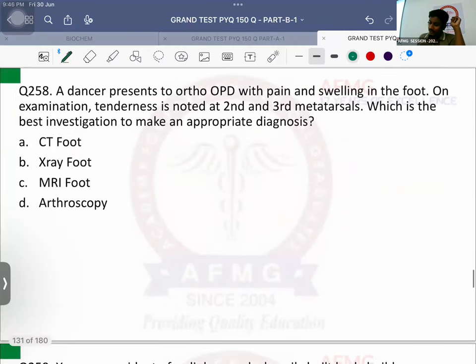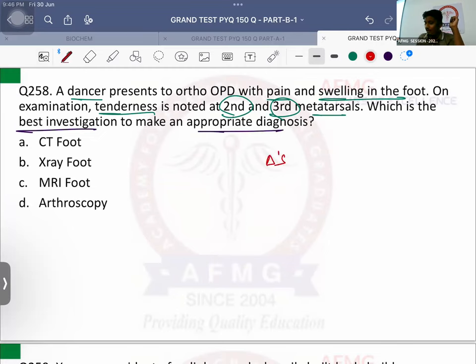Question number 258. A dancer presents to the ortho OPD with pain and swelling in the foot. On examination, tenderness is noted at the second and third metatarsal. Which is the best investigation to make an appropriate diagnosis? Provisional diagnosis is what?